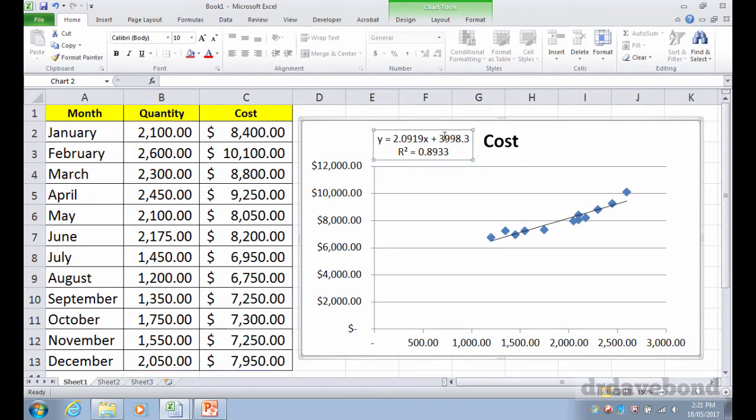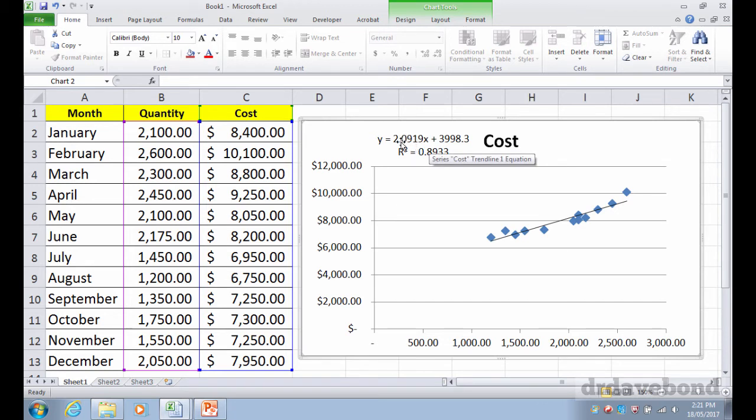This is A. That 3998.3, that is your fixed cost. It's an estimate, so it's not bang on perfect, but it is as good as we can get as an estimate. So 3,998 is the fixed cost component of the utilities for this pizza shop.